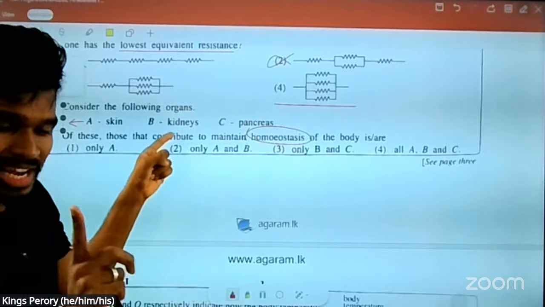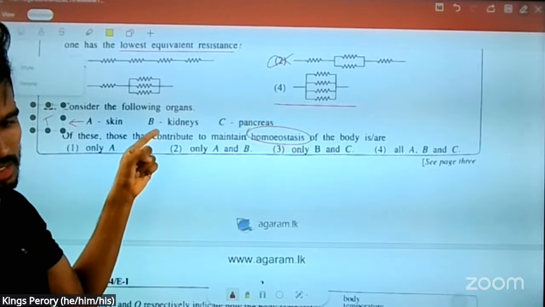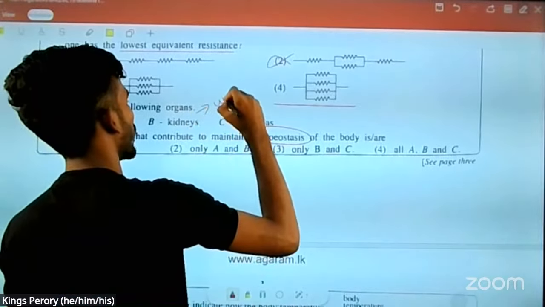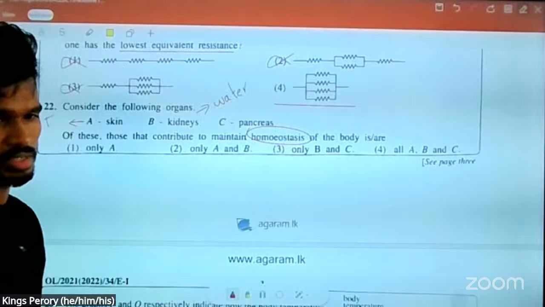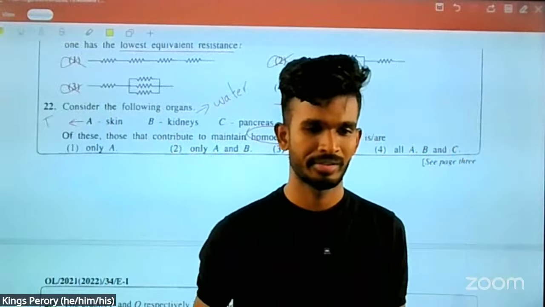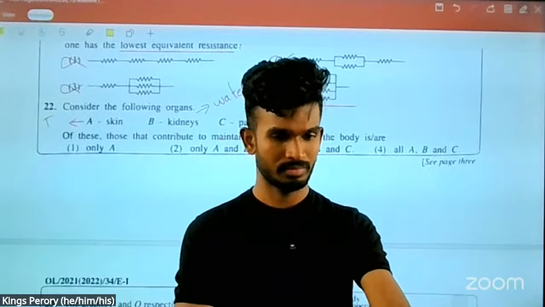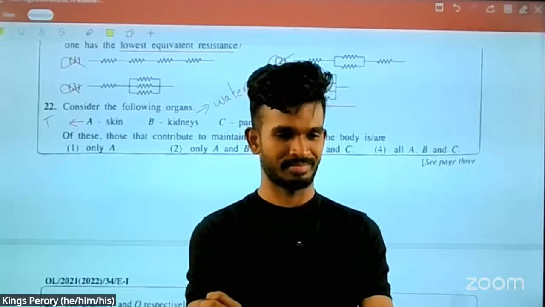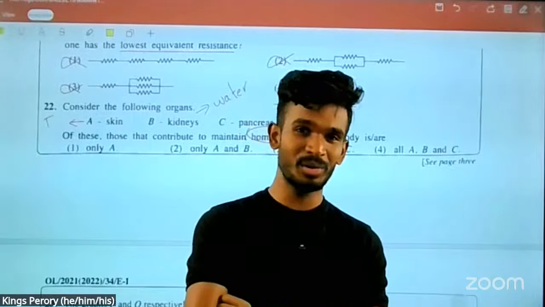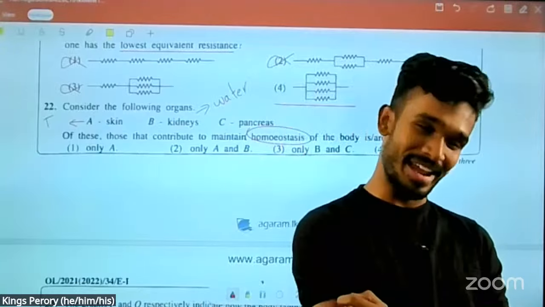Kidneys help us to balance what? Kidneys help us to balance our water level. Pancreas, is there any connection? Is there any connection for pancreas and homeostasis? Just because I am asking the question in a negative way doesn't mean your answer is always no. Pancreas has a connection.